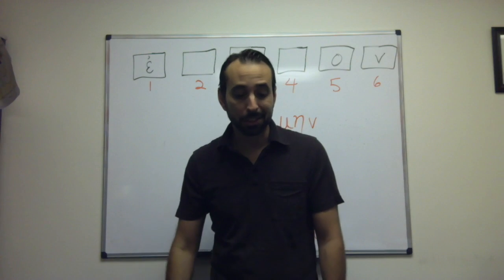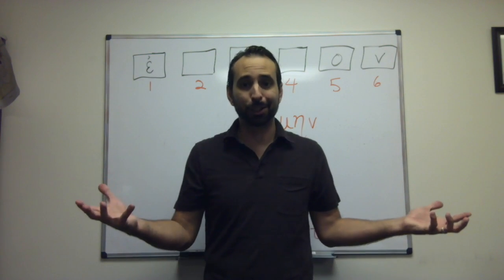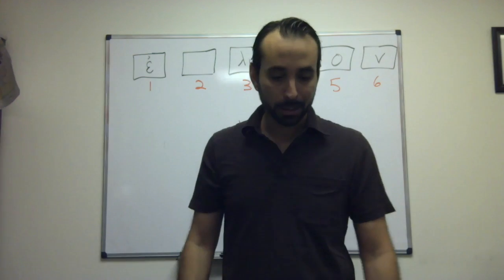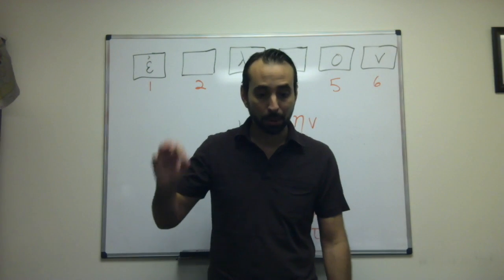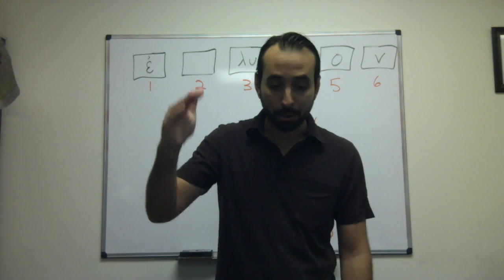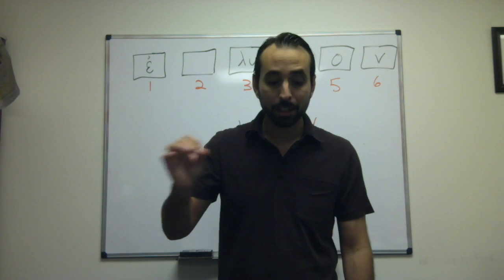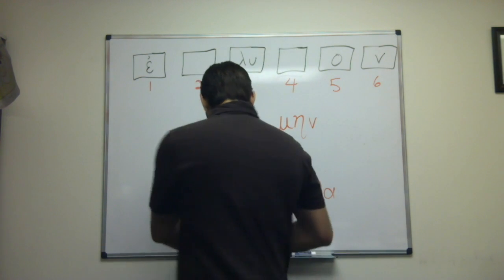Everything on 197 is just examples. He's just giving you examples of everything you just learned. So he gives you the luo verb in its imperfect active, worked out: luon, lues, lue, luomen, luete, luon. I'm just going down the chart in table 13.4.